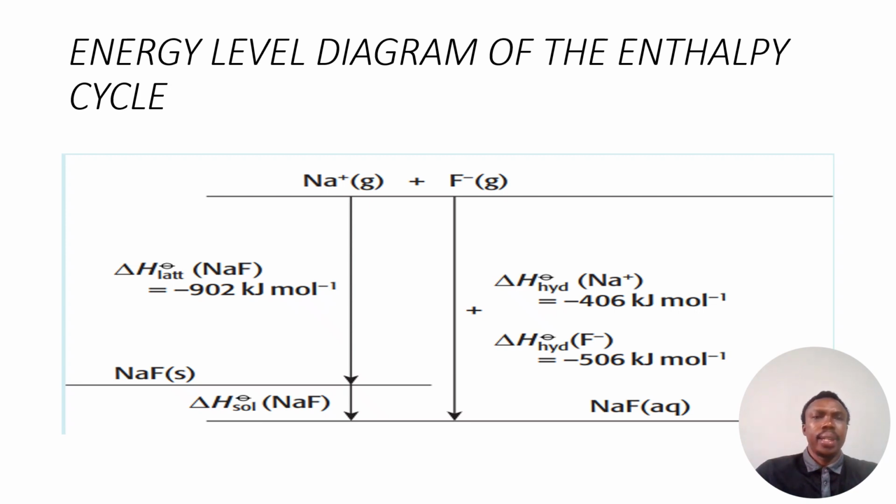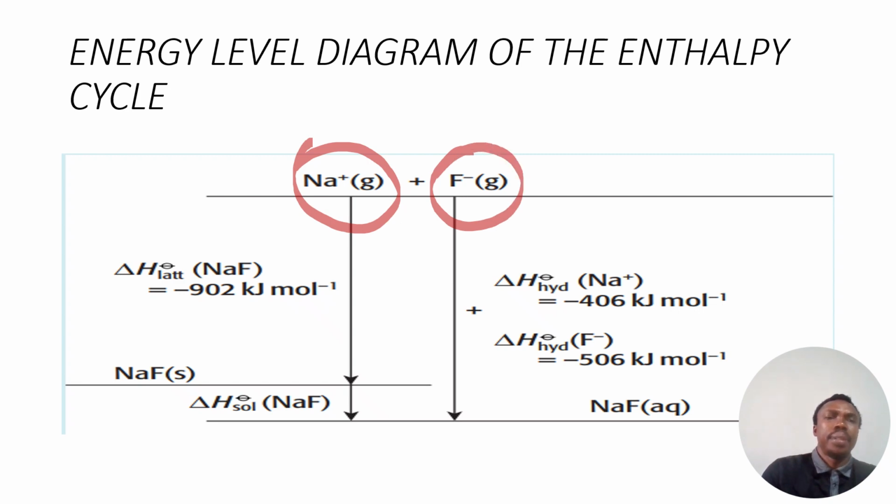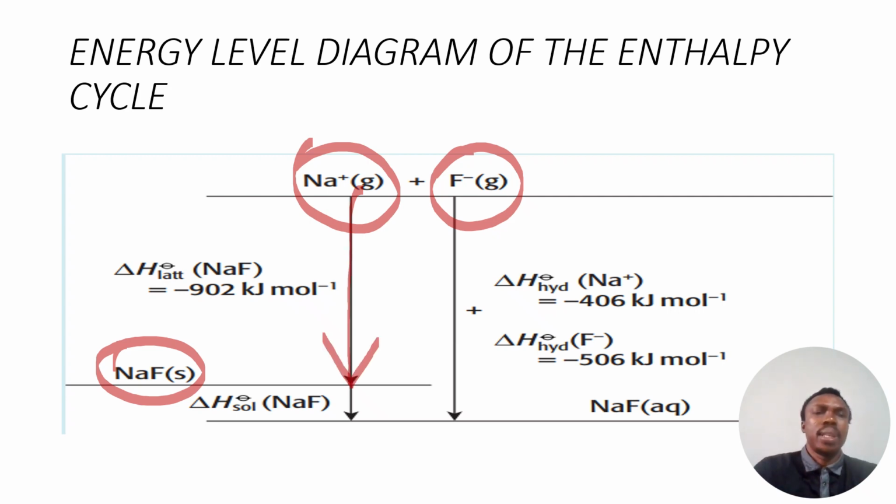So this is the energy level diagram of sodium fluoride as an ionic solid. What we have here is the gaseous ions, sodium ion and fluoride ion. Then this is the ionic solid. So from gaseous ions to ionic solid, this is the lattice energy, which is an exothermic process. You can see the arrow moving downward.